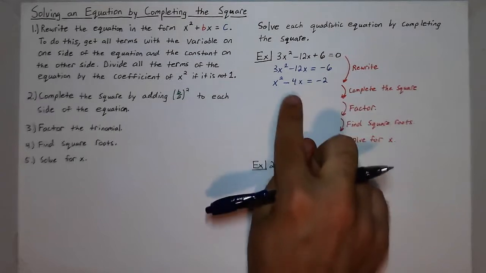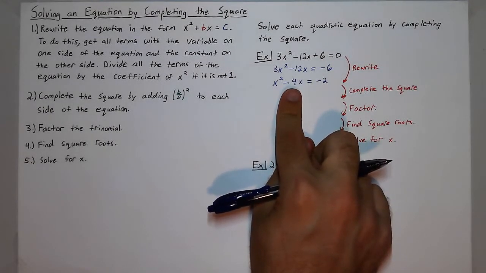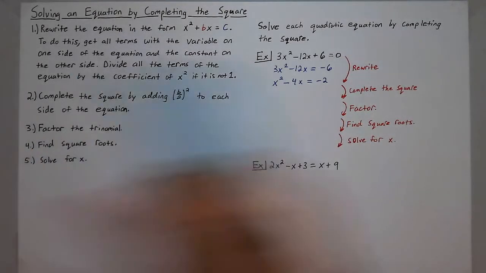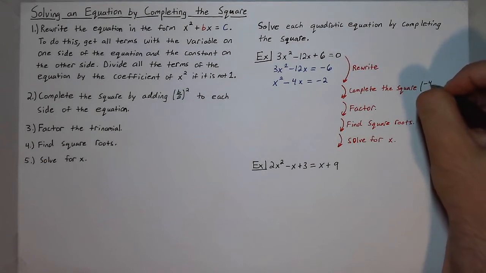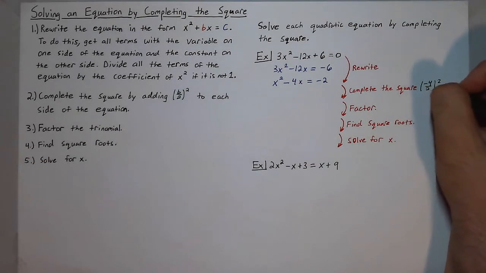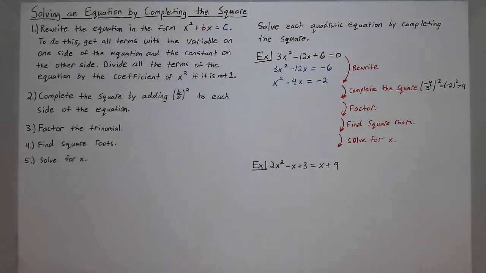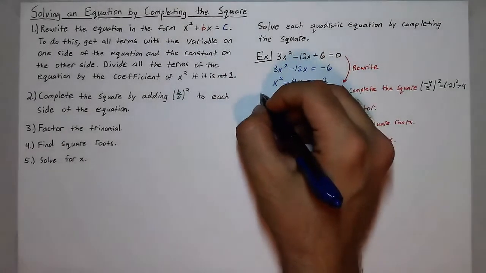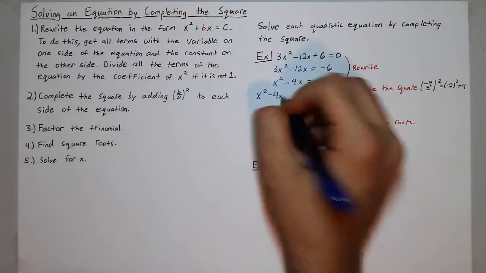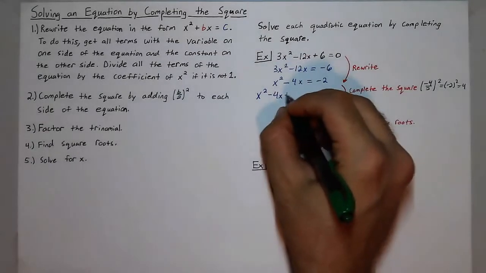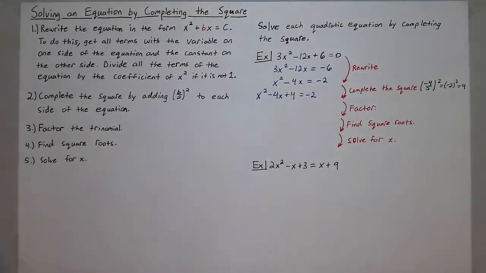But now I want to complete the square, meaning I need to take half of this b value and square it. So that b value there is negative 4. Half of that squared would give me negative 2 squared, which is 4. So I have to add 4 to each side of my equation. So x squared minus 4x, I'll add 4 to the left side of my equation, equals negative 2 plus 4.